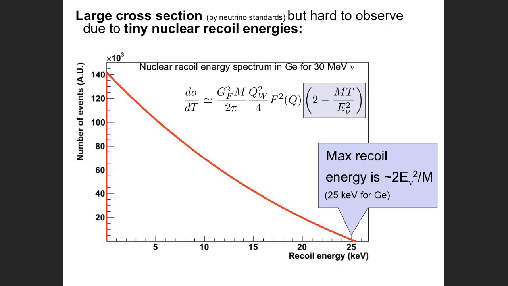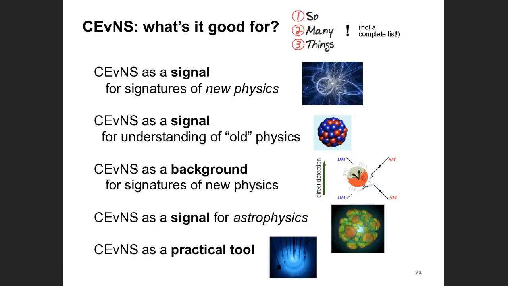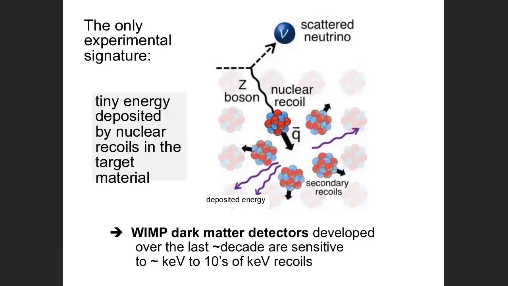So I guess I was here. I was talking about the very tiny recoil energies, which are tiny compared to, for example, Super K, which would have about an MeV threshold. Okay, so how do we measure this?